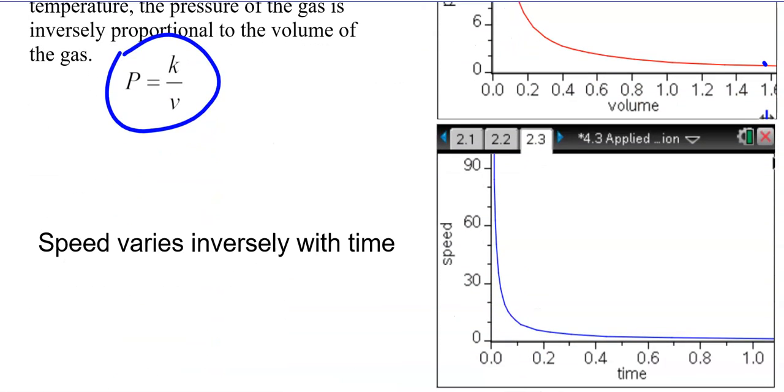Speed and time. This happens with speed and time as well. Just think about the time it takes you to get to school in the morning. If you drive with someone who drives really fast, as the speed is fast, the time goes down. If you drive with someone who drives really slow, the time it takes to get to school is a lot more. So those are inversely related. As one goes up, the other one goes down.